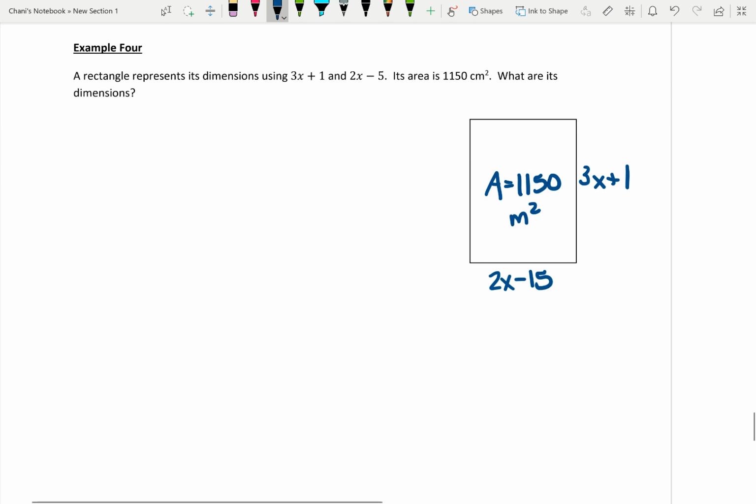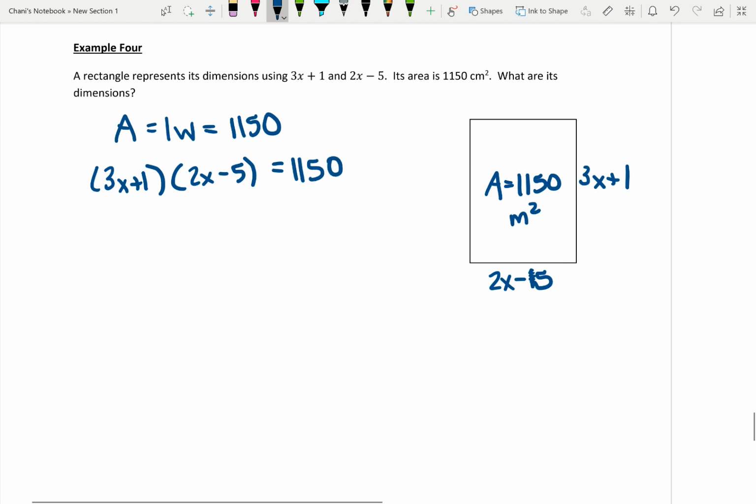Well, we know that our area is equal to length times width, which is equal to 1150. So we can sub in our length, 3x plus 1, and our width, 2x, sorry, that should say minus 5, minus 5 equals 1150. Now, it'd be really cool if we could just set each of these factors equal to 0 now and just say, oh, it's negative 1/3 and 5/2.